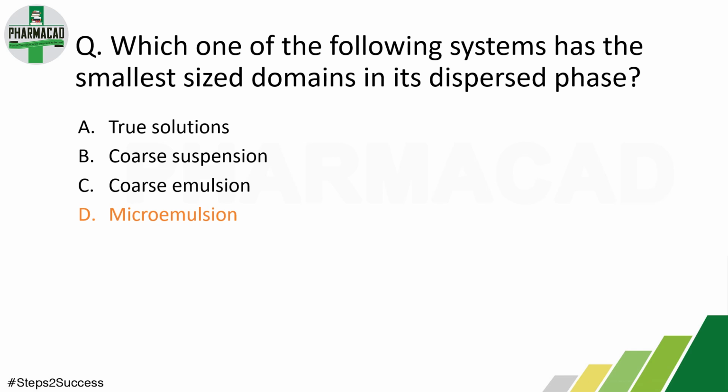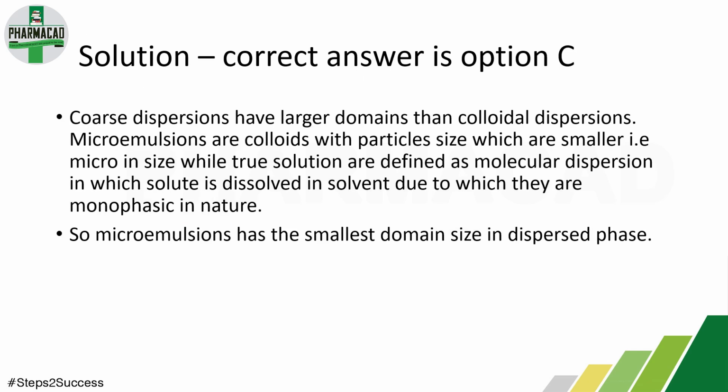Let's understand the solution in detail. Coarse dispersion have larger domains than colloidal dispersion. So in previous question we studied the size range of molecular dispersion, coarse dispersion and colloidal dispersion. We all know that the coarse dispersion have a larger size that is greater than 1 micrometer, and that is the reason they have a larger domain than the colloidal dispersion.